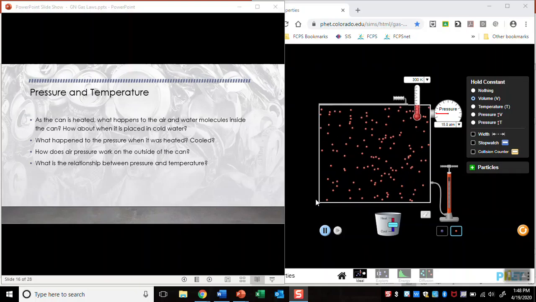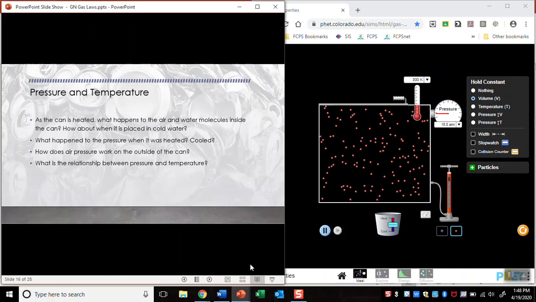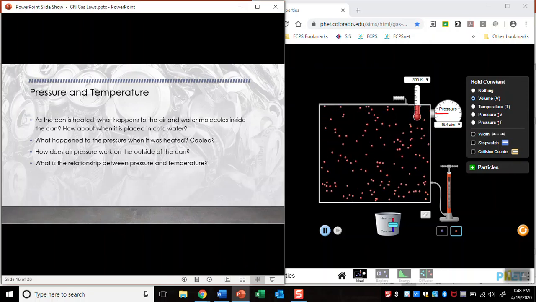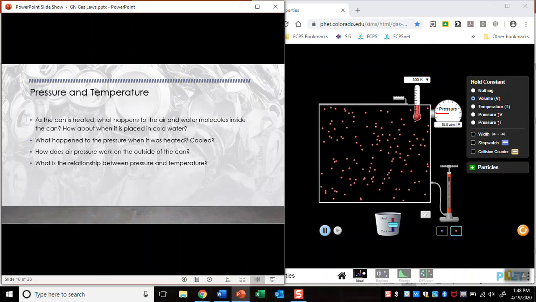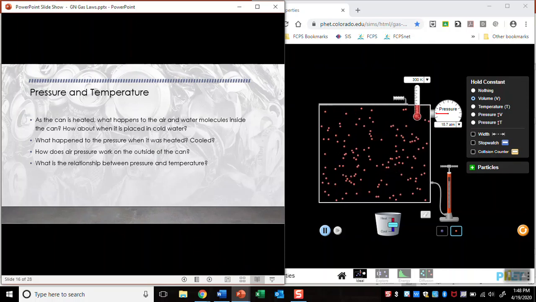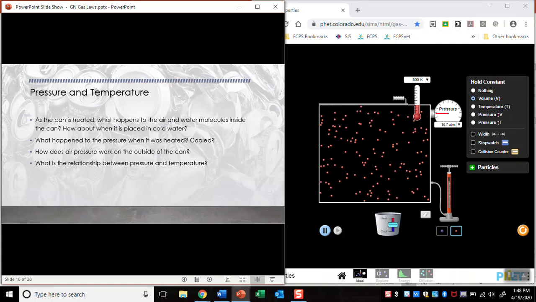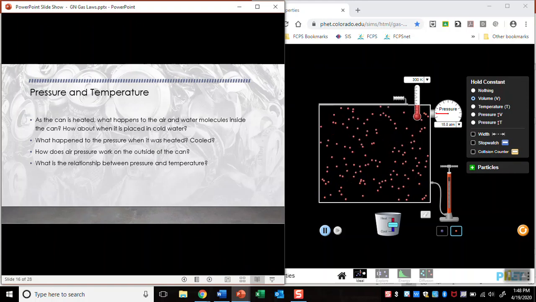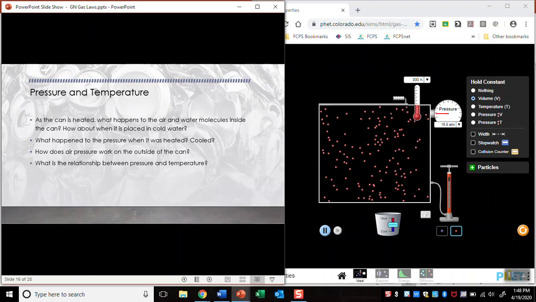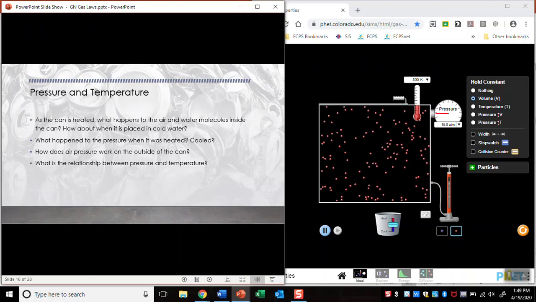Now you guys could definitely try that experiment at home. If we were in class, we would have also done it in class. Just make sure that you are using some kitchen tongs to handle the aluminum can. And yes, it has to be an aluminum can, and you only want a little bit of water inside the can. So go ahead and try that if your parents will allow you to.